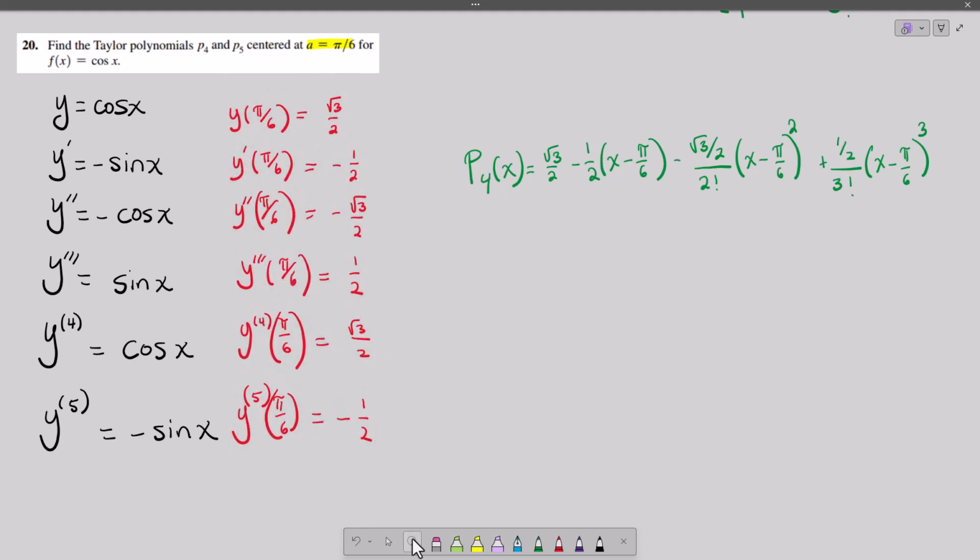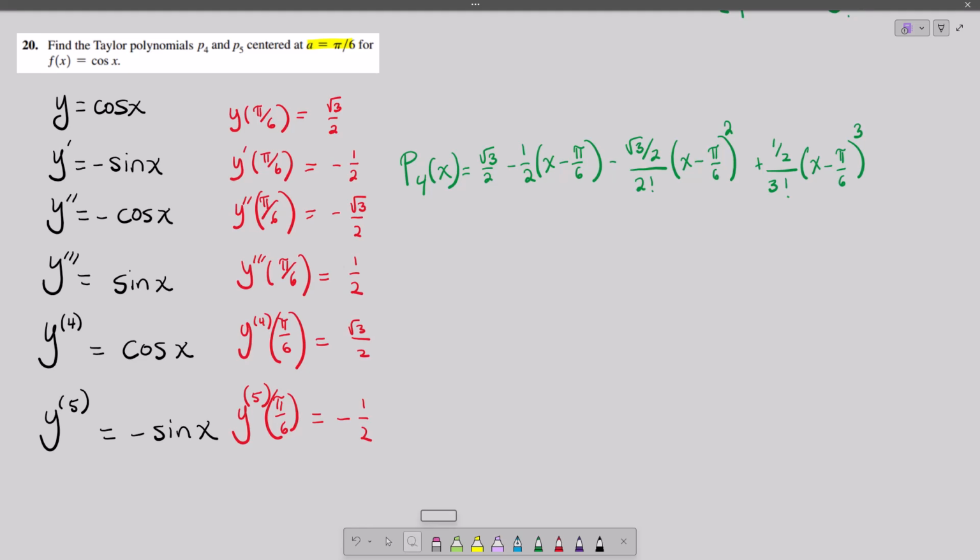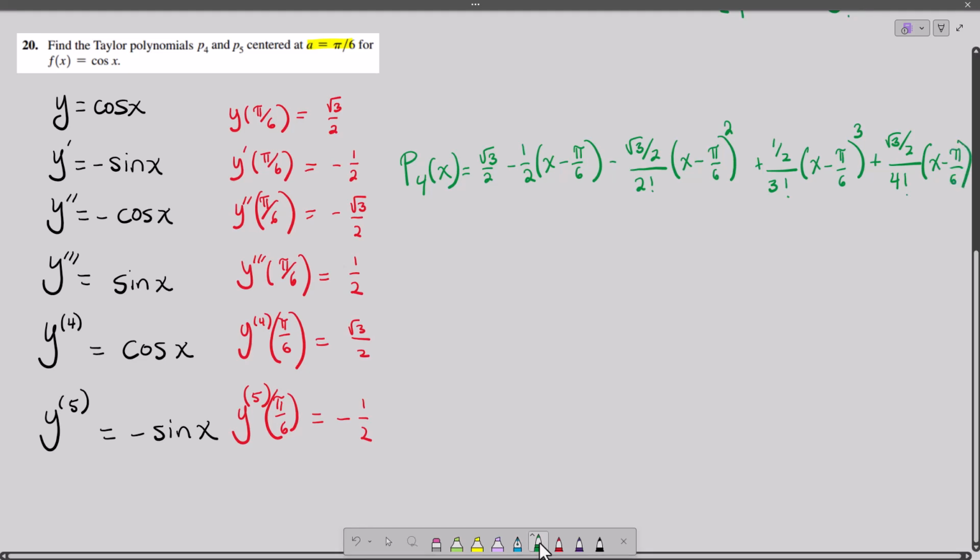And then we're going to do that again. So let's see if we can get our fourth order term in here. So the fourth order term, we're coming down to the fourth derivative. That's plus root 3 over 2. So we're going to have plus root 3 divided by 2, all divided by 4 factorial, multiplied by x minus pi divided by 6, all raised to the 4th power.